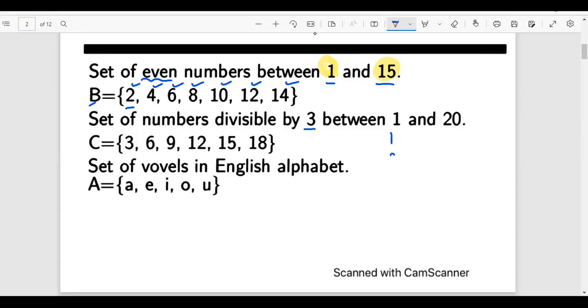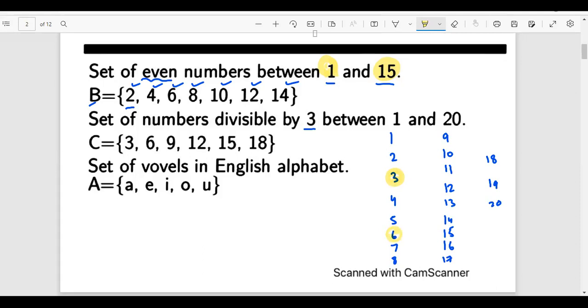Another example, the set of numbers divisible by 3 between 1 and 20. So we have 1, 2, 3, 4, 5, 6, 7, 8, 9, 10, 11, 12, 13, 14, 15, 16, 17, 18, 19, and 20. 1 and 2 are less than 3, so obviously they would not be divisible by 3. 3 is divisible by 3. 4 is not divisible by 3. 5 is not divisible by 3. 6 is divisible by 3.